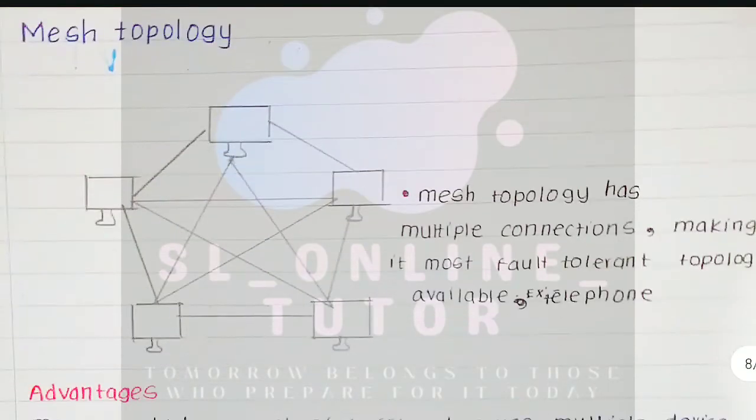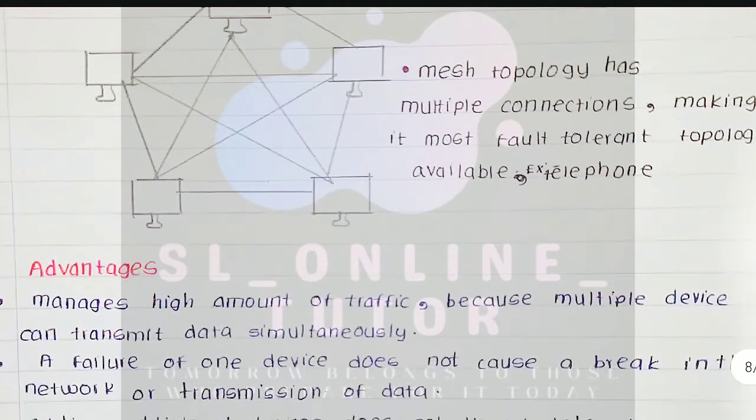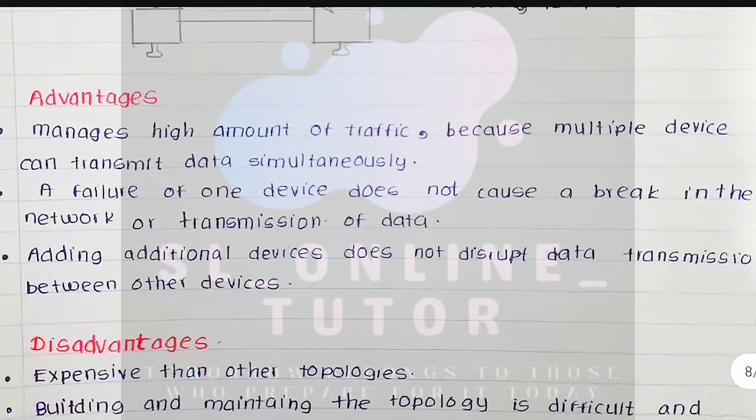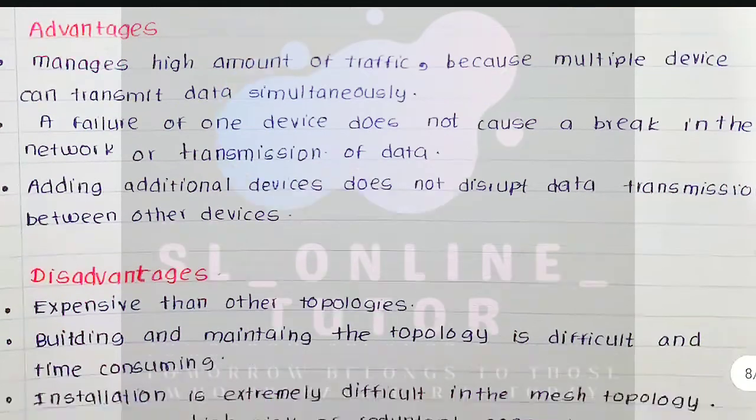Mesh topology. Mesh topology has multiple connections, making it the most fault-tolerant topology available. Example, telephone. The advantages of the mesh topology are: it manages a high amount of traffic because multiple devices can transmit data simultaneously. A failure of one device does not cause a break in the network or transmission of data. Adding additional devices does not disrupt data transmission between other devices.